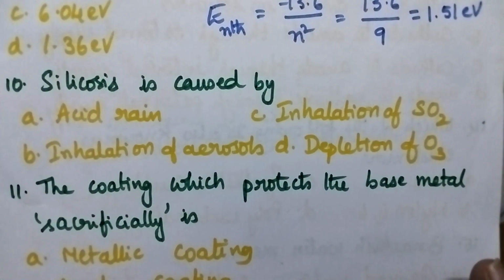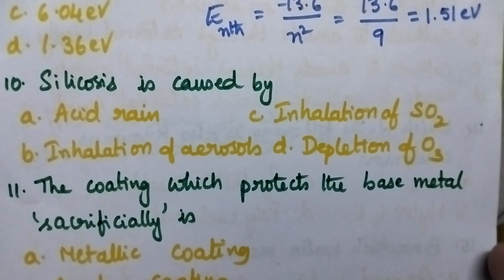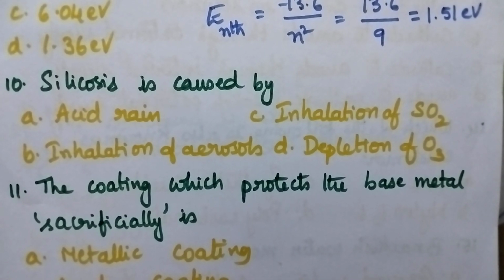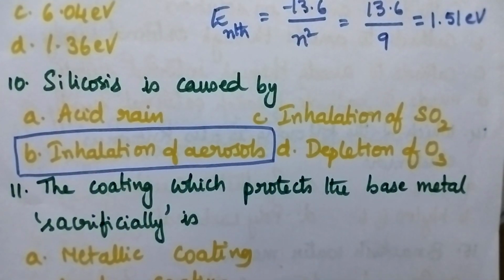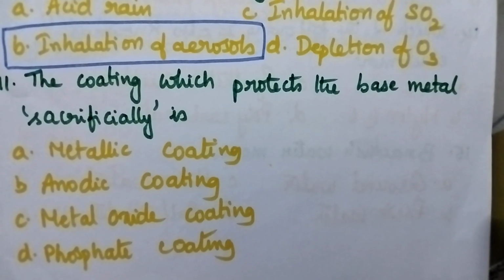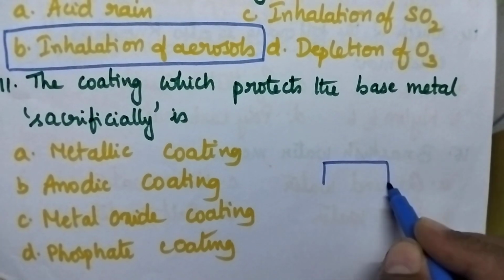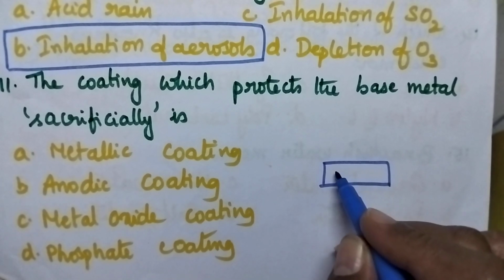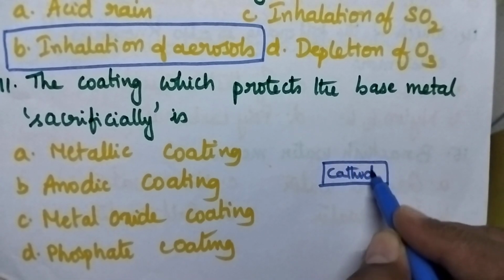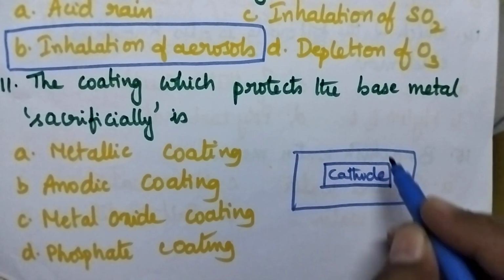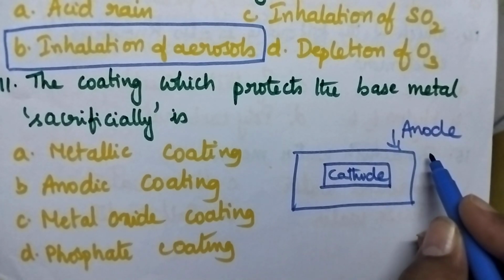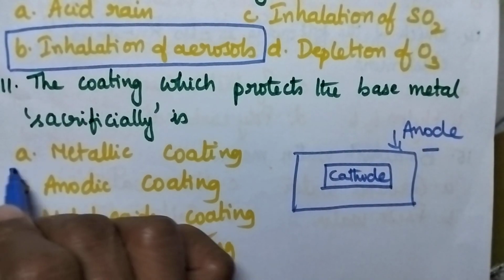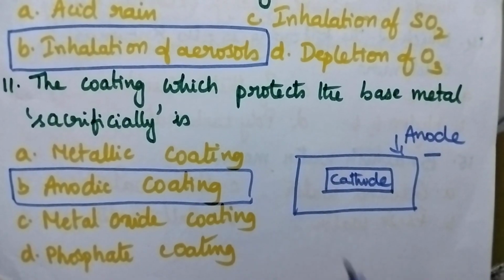Silicosis is caused by the inhalation of aerosols present in the air. So option B is the right answer. The coating which protects the base metal sacrificially: the base metal can be protected from corrosion if it acts as the cathode, and the coating metal acts as the anode. Here the protection is mainly due to the sacrificial nature of the anode. So anodic coating will protect the base metal sacrificially. So option B is the right answer.